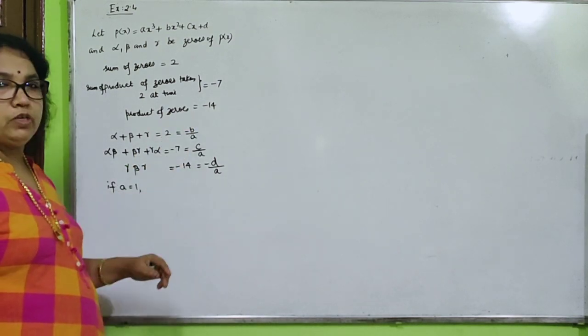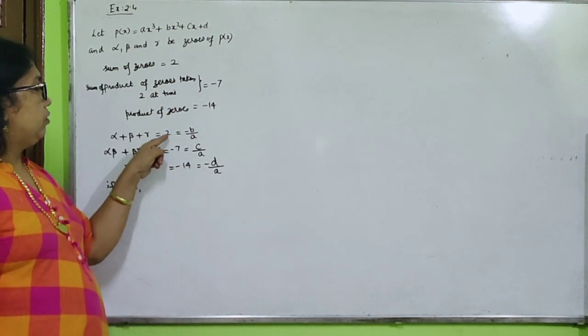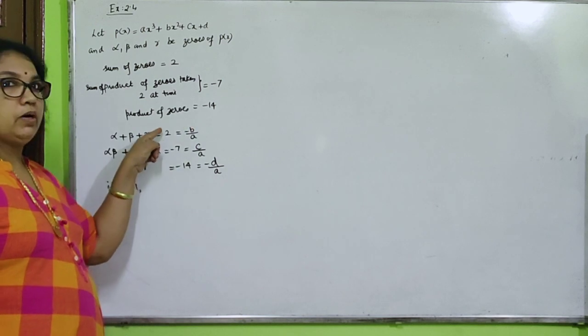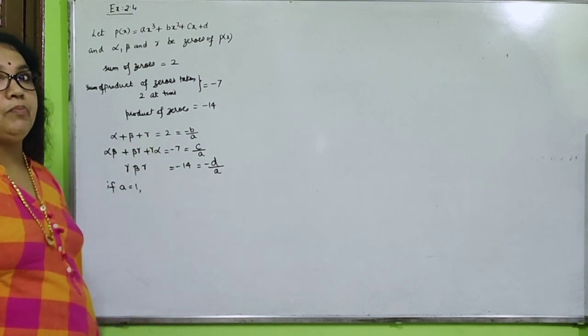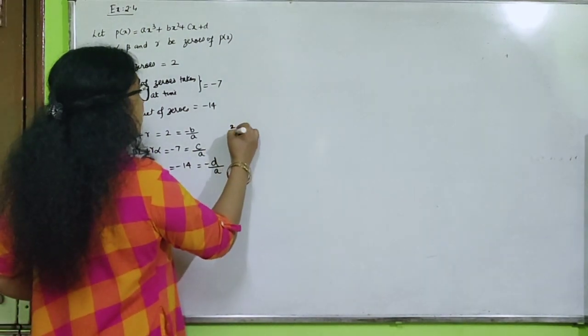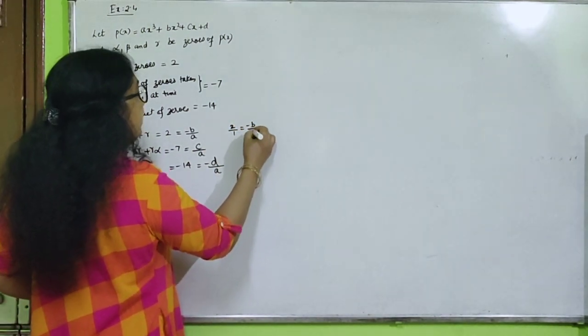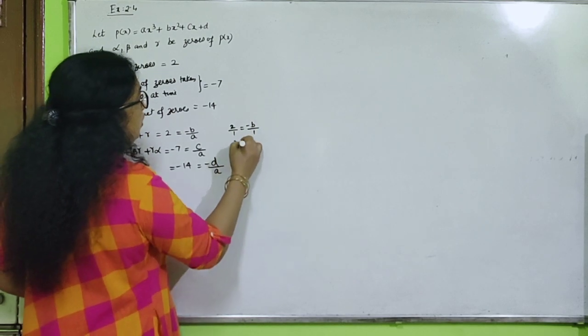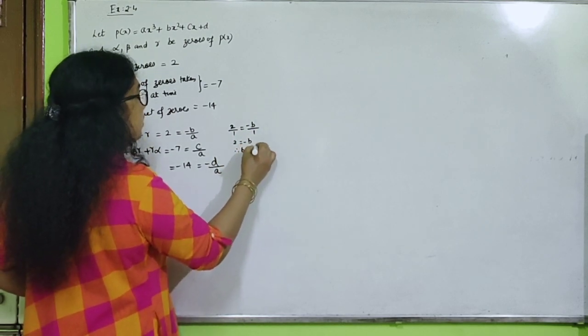Now no need of substituting. Look, if a's value is 1, minus b equal to what? 2. So what will be the value of b? Minus 2. Means 2 we can write like this: 2 upon 1 equal to minus b upon a's value, which is 1. So 2 equal to minus b, therefore b equal to minus 2.